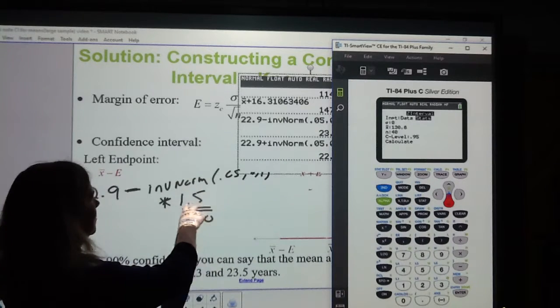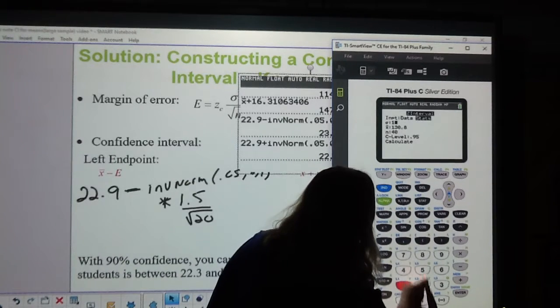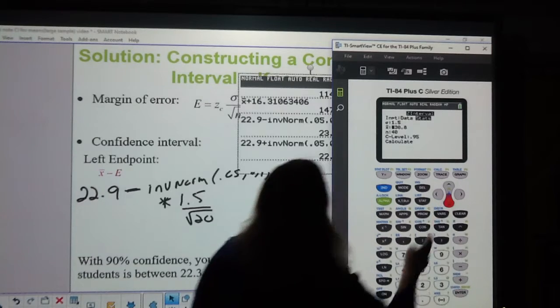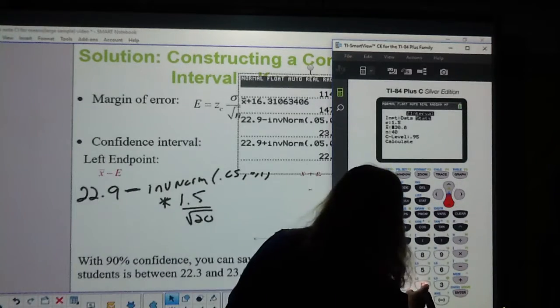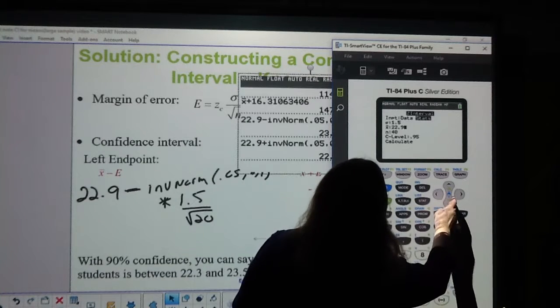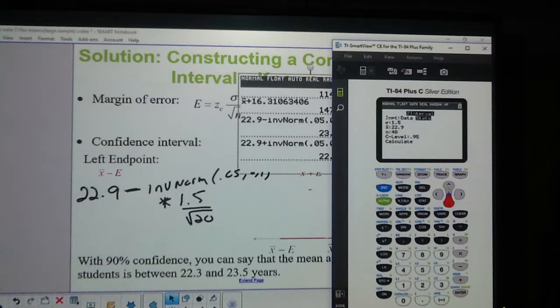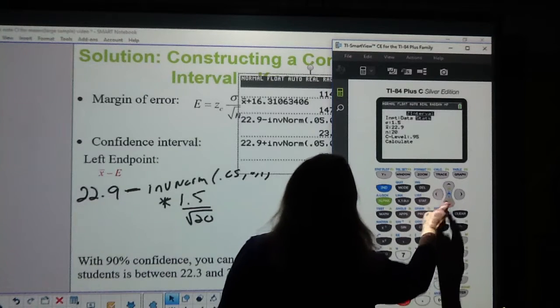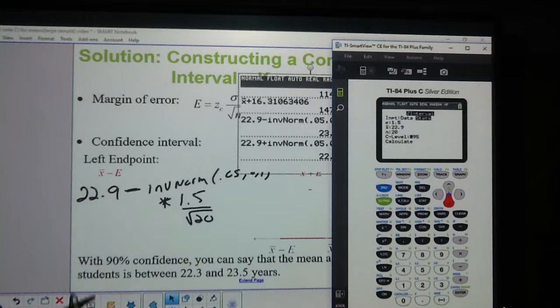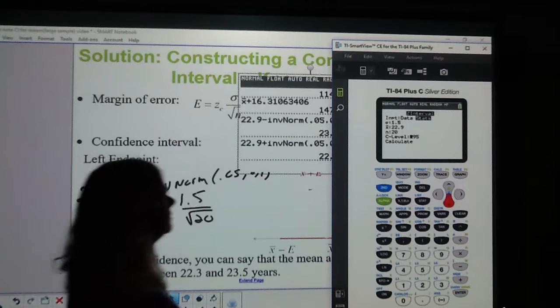And then you put in what you know. My sigma was the 1.5. And my mean was 22.9. And my N was 20. And my confidence here was 90%, 0.9.